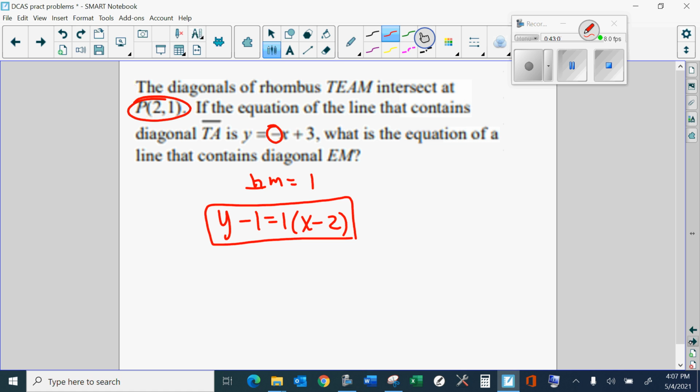Okay, but if there's no choice, they might have it as slope intercept or have a blank box. Sometimes they have this and say y equals. Well, now you have to put it in slope intercept form if you see that. So now we distribute that. I'd have x minus 2 plus the 1 gives me x minus 1.